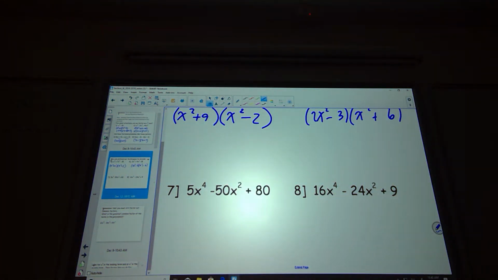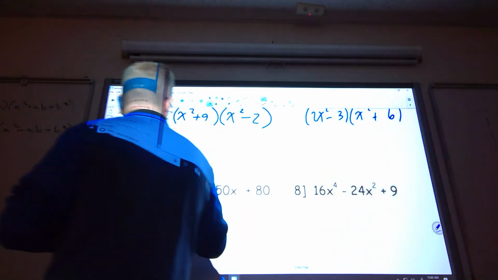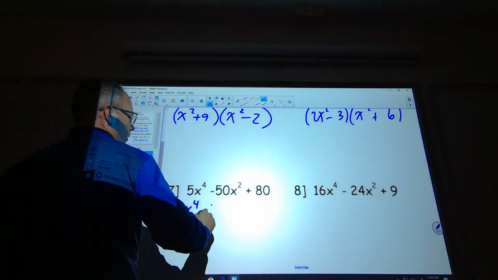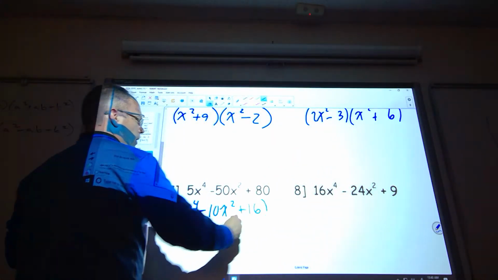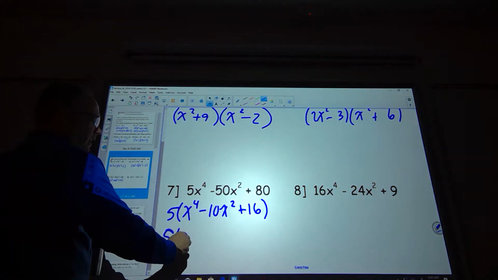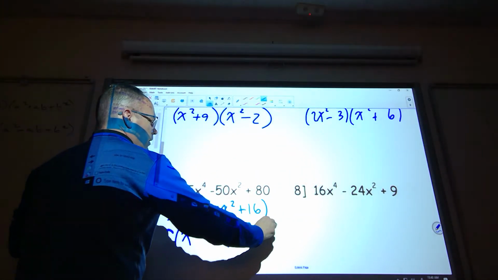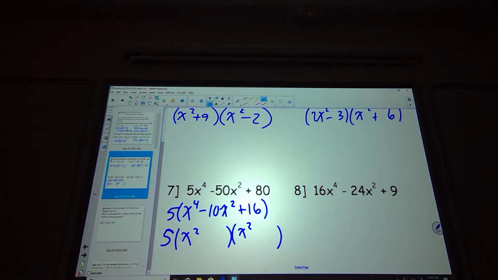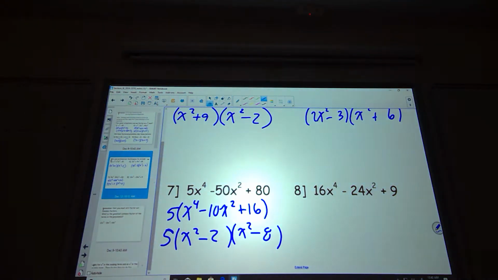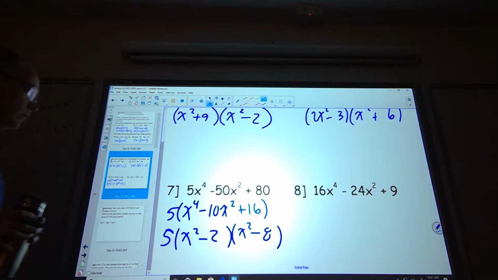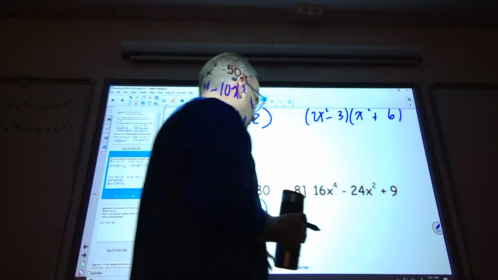What about 7? Take out a 5. Is that 16? Yep. And then I have 5, and then that's an x squared and an x squared, and negative 2 and a negative 8. Is that right? Yes. Can I factor any of those? No, they're all done. There's not difference of two squares there either. Oh, no, there is the x. No, there isn't. I'm sorry. 2's not perfect.